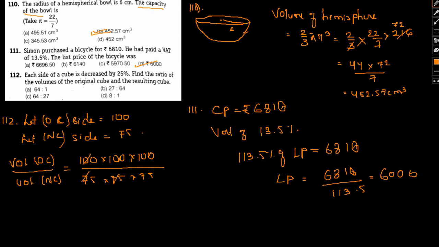Let's cancel a bunch of these out. So 4, 4, 4, 5, 5, 5. That is 64 is to 125. Or option C is the correct answer.